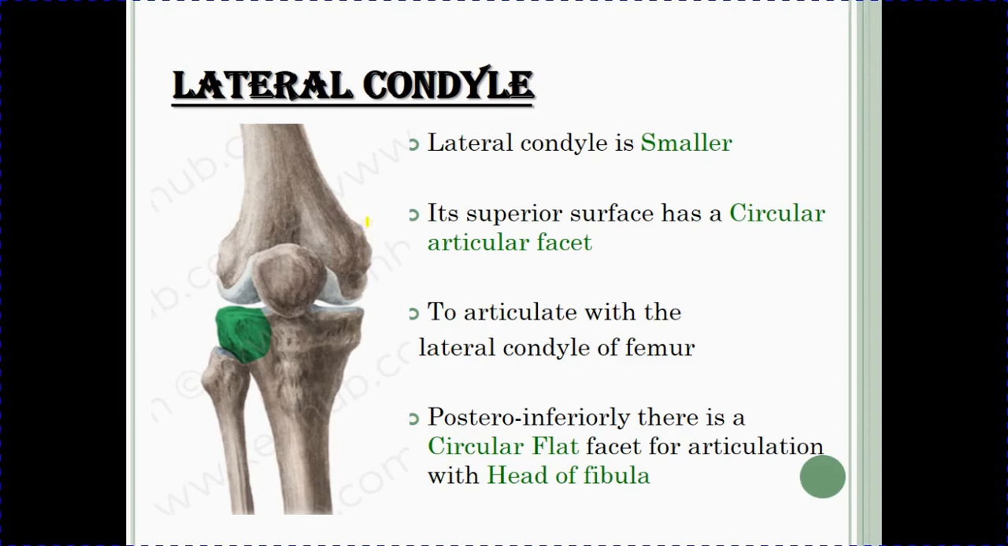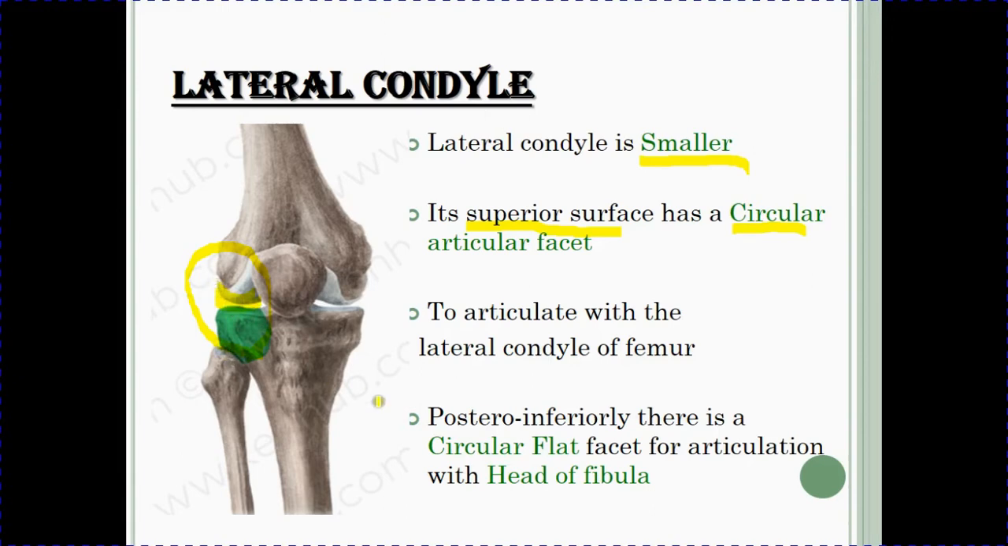The lateral condyle. The lateral condyle is smaller. It also has a superior surface. The superior surface has a circular articular facet to articulate with the lateral condyle of the femur. So you can see in the figure, this is the lateral condyle of the tibia. Its superior surface is articulating with the lateral condyle of the femur.